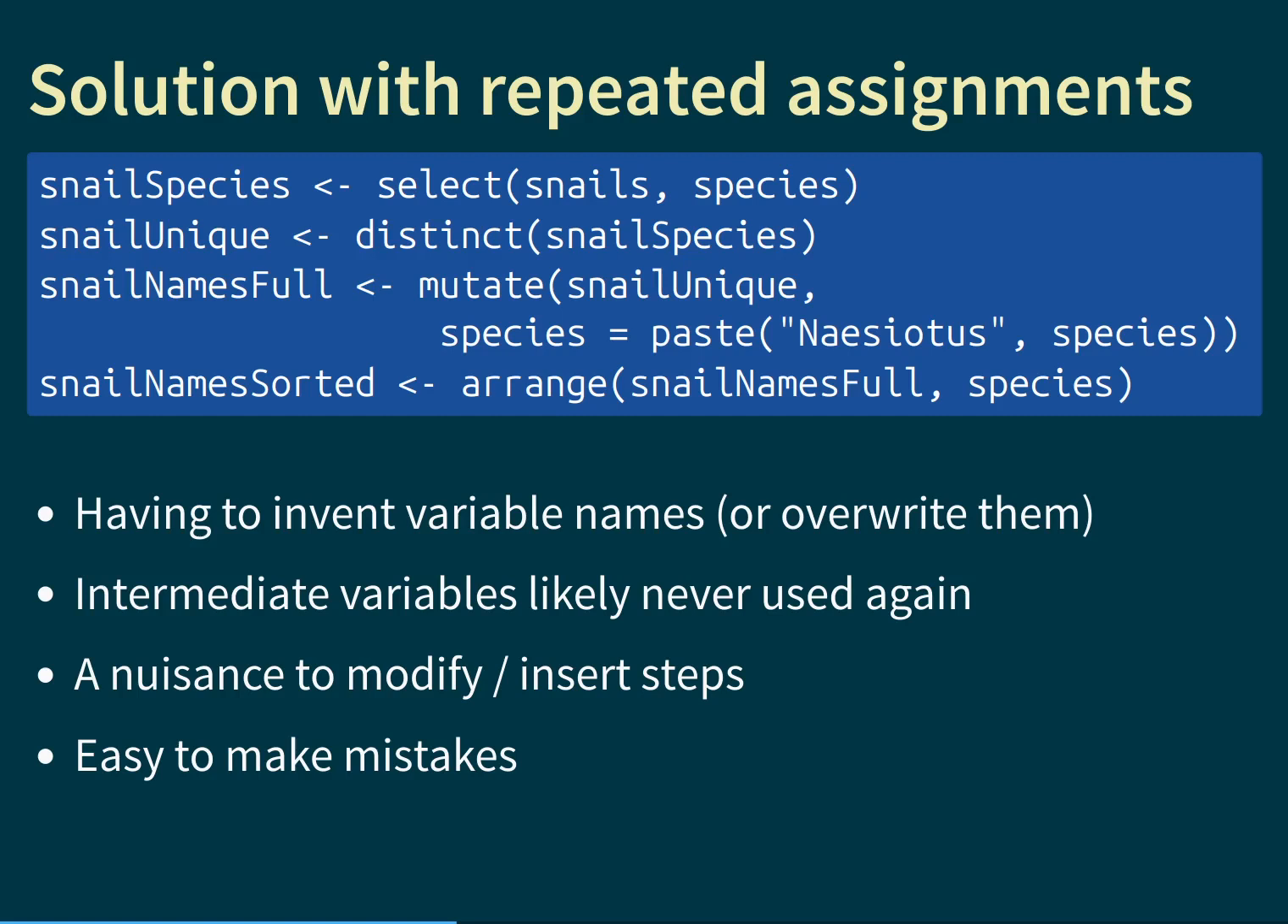Incidentally, there's one more disadvantage to doing things in this way, namely, it is a bit of a nuisance to modify things around. So imagine, for example, that we want to insert yet another step in the middle of this pipeline. In that case, first of all, we would have to invent yet another name. But more than that, we would have to use that new name in the next step in the analysis, which means we would have to go down and modify more code. And if we just forget to do that, then of course nothing will work. So it is easy to make mistakes if we program in this style. So all in all, we're trying to move away from doing things in this manner.